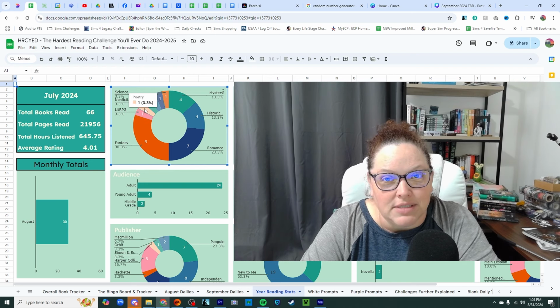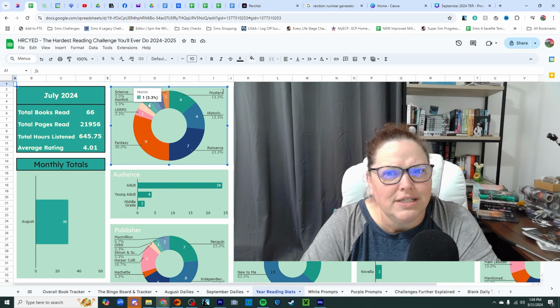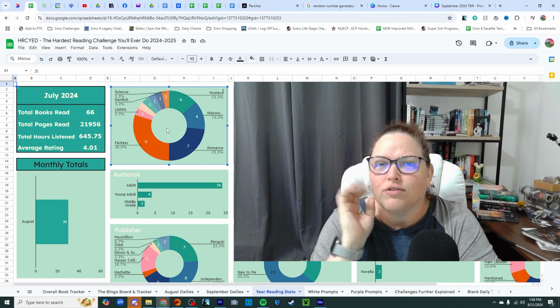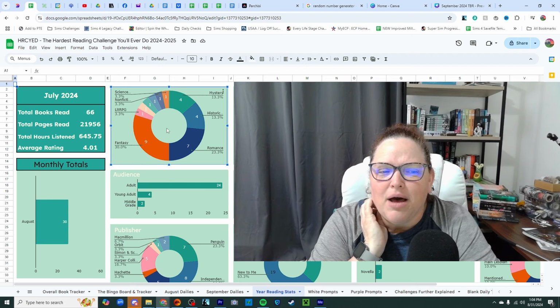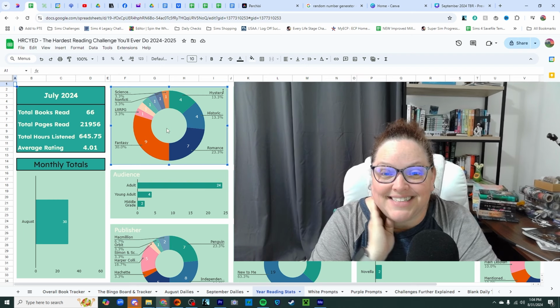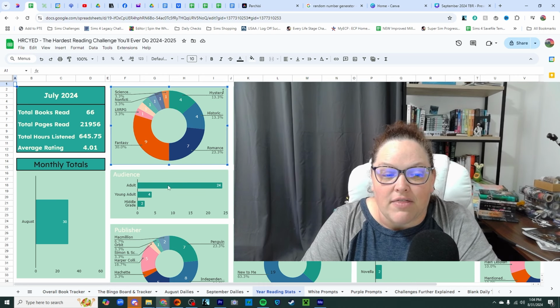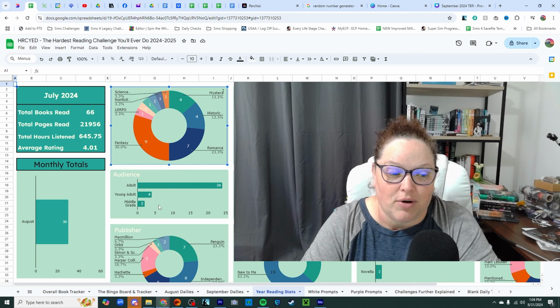Poetry, that was a book in verse. Horror, one horror book. What is the matter with me? 3%. One Christian book, one nonfiction book, and one science fiction book. So it's got all the genres that I usually read, but there's a lot of fantasy and everything else just kind of went down. Then you can see that the majority of the books I read were adult. I did have 4 young adult and 2 middle grade books.